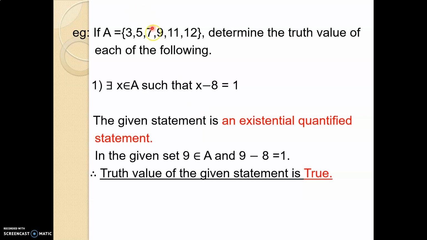For the remaining values, it is not satisfying. But for at least one value it is satisfying. That is why the existential quantified statement is true.